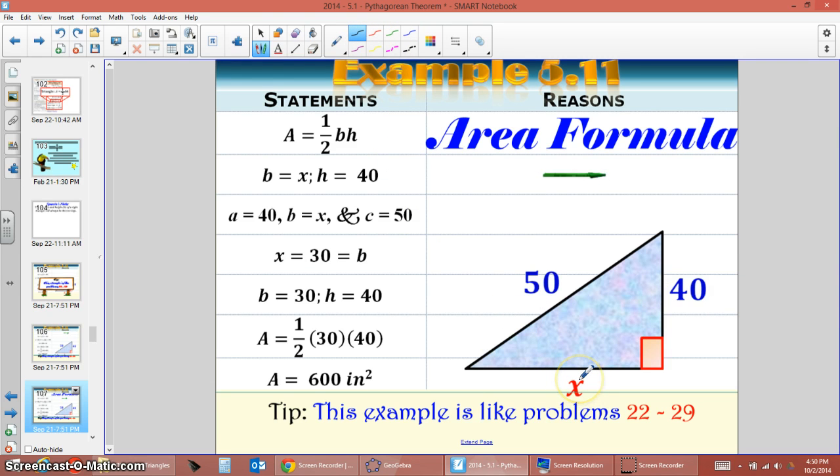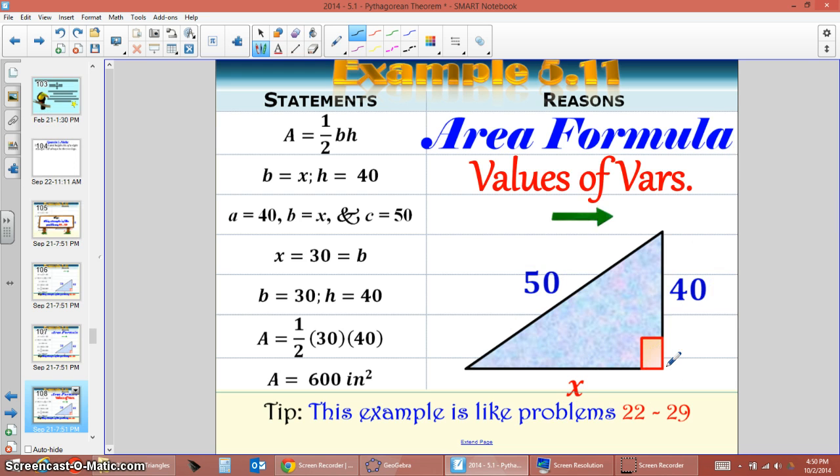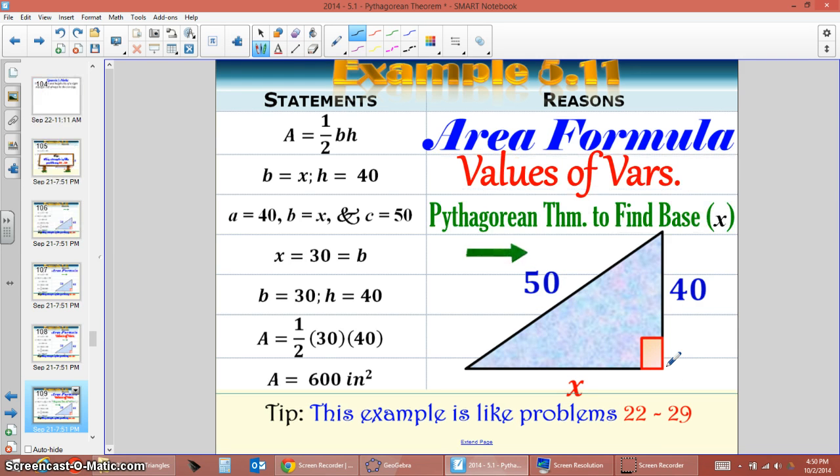So, I don't know what x is, but since it's a 90-degree angle, I can use the Pythagorean theorem to solve for x. Okay? So I'm going to put in here the value of the variables, and then the Pythagorean theorem to find the base, or x.